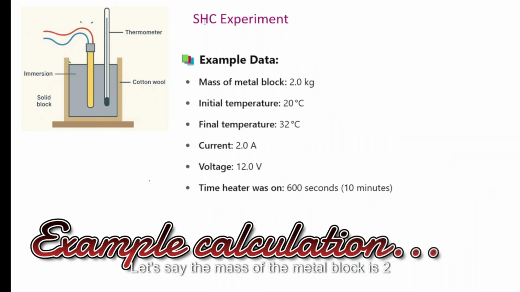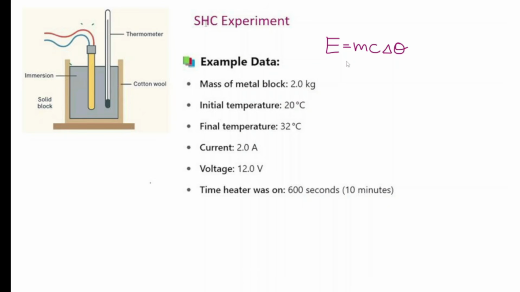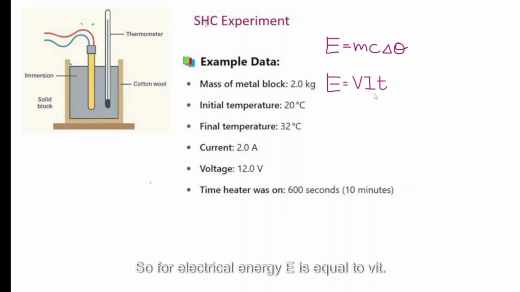Let's say the mass of the metal block is 2 kilograms. Initial temperature was 20. Final maximum temperature was 32. Current and voltmeter readings are given and the heat was on for 600 seconds. Now remember, my intention is to find specific heat capacity C. E is equal to mc delta theta, and this energy is supplied by the electrical supply. So for electrical energy, E is equal to VIT.